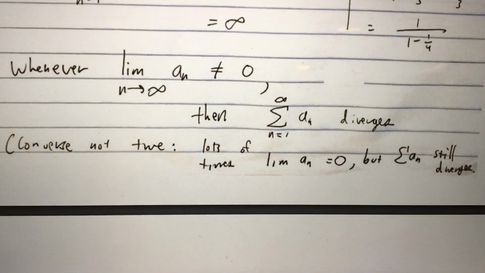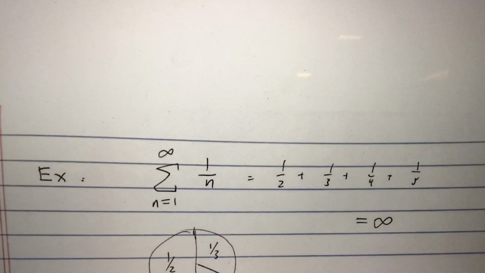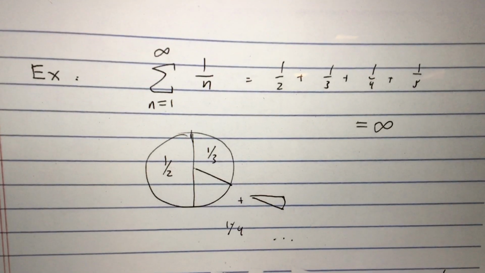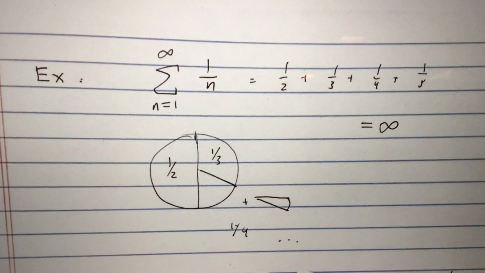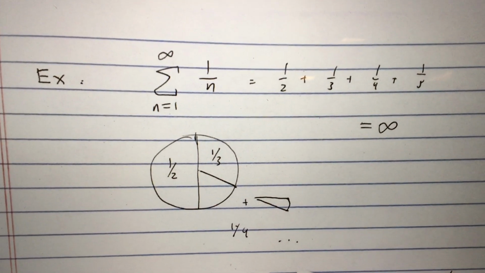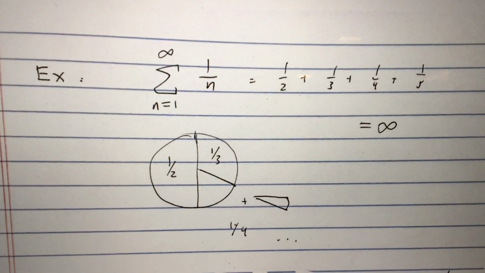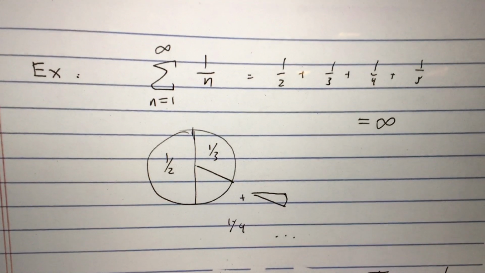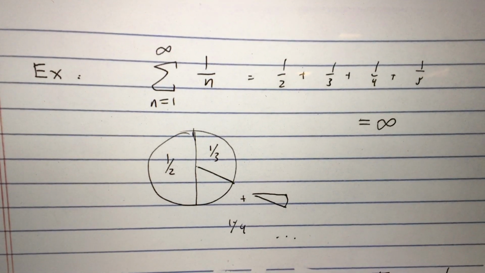We should see one example, though, of a series that equals infinity, but for which the terms do head to 0. This is the classic example. It's the summation n equals 1 to infinity of 1 over n. So if you fill in the values of n, you get 1 plus 1/2 plus 1/3 plus 1/4 plus 1/5 plus ... It does go on forever. And I'm going to say that this turns out to equal infinity.